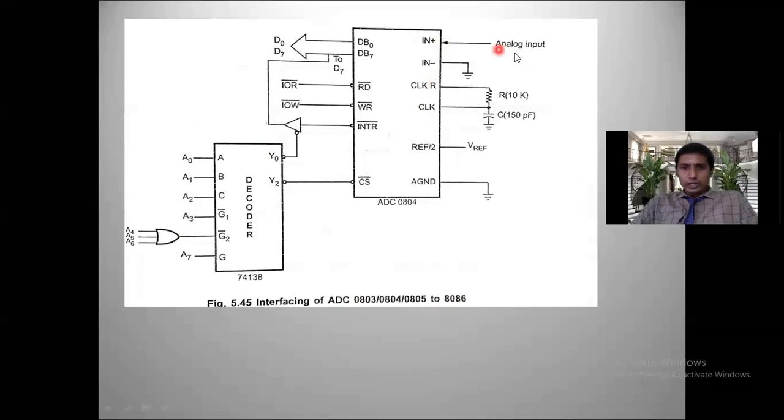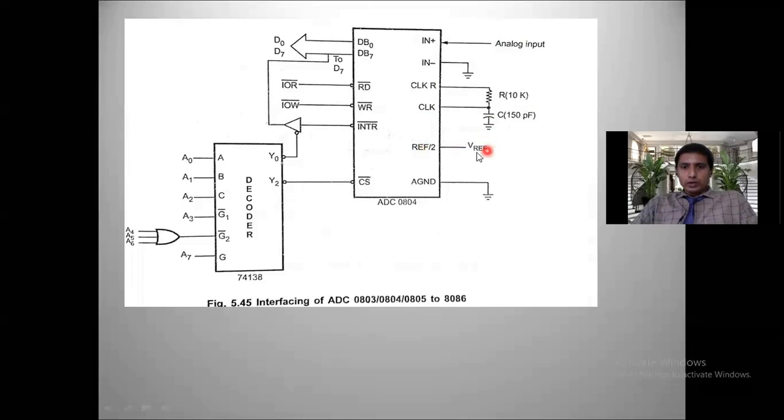Here also, IN plus is connected to the analog input, and IN minus is connected to ground. Here also CLK R and CLK in, clock out and clock in, are connected externally with the elements R and C in this arrangement. Here we choose R equal to 10K and C equal to 150 picofarad. Substitute this R and C in the clock frequency formula I mentioned in the last video, f equal to 1 by 1.1 RC. That much clock frequency this IC will generate.